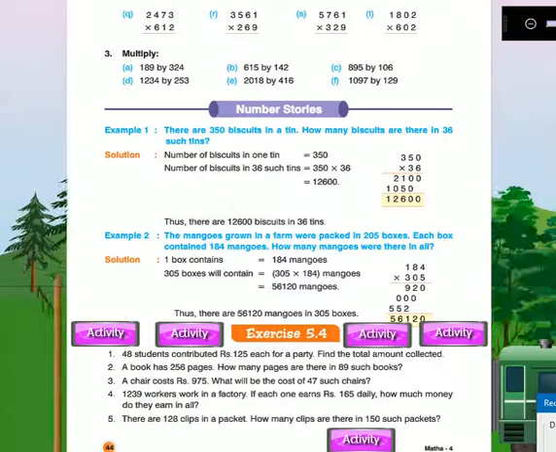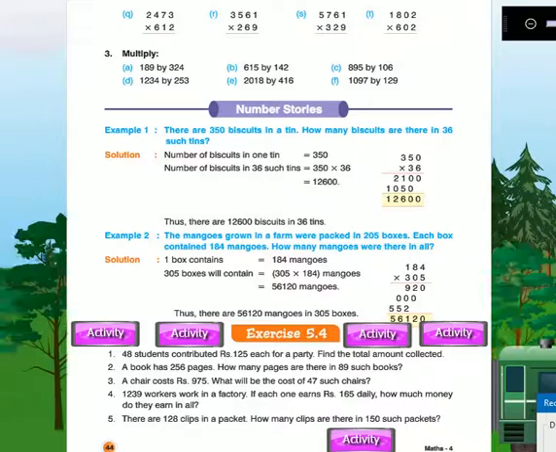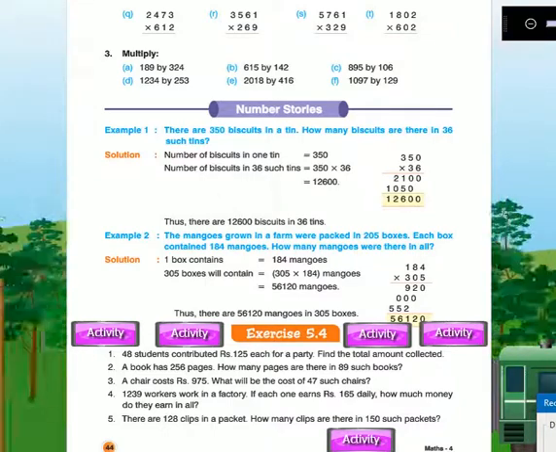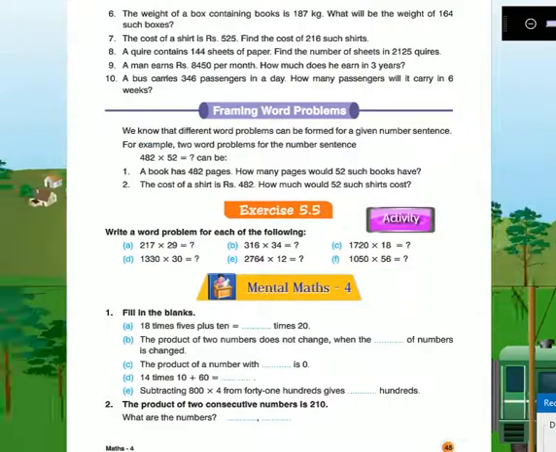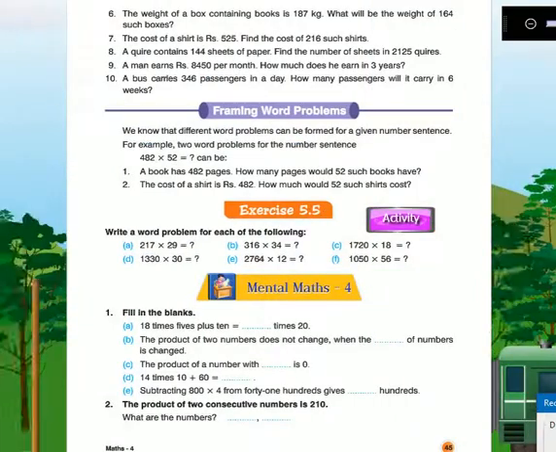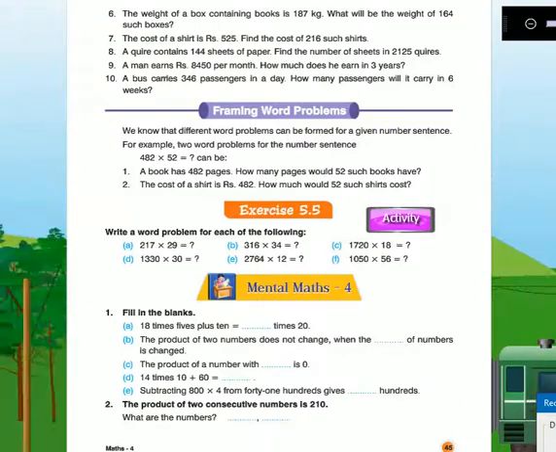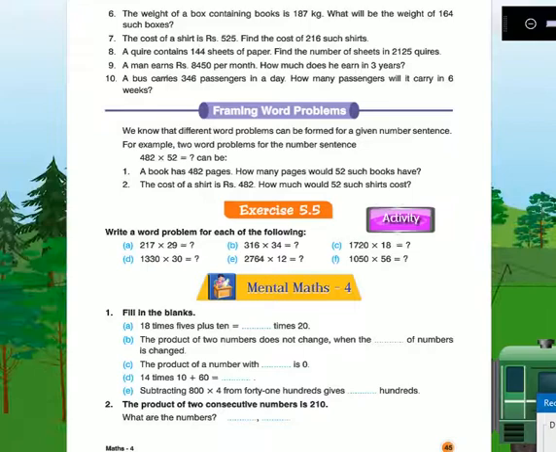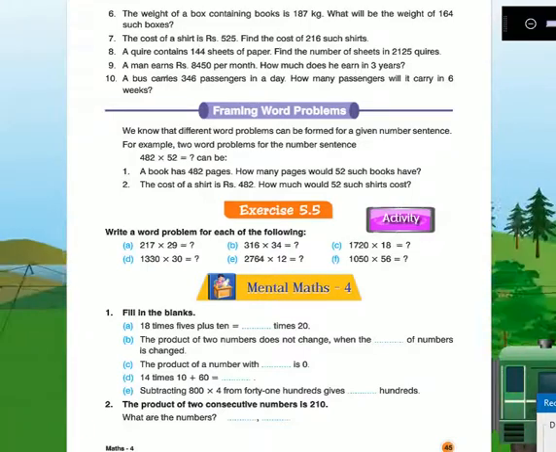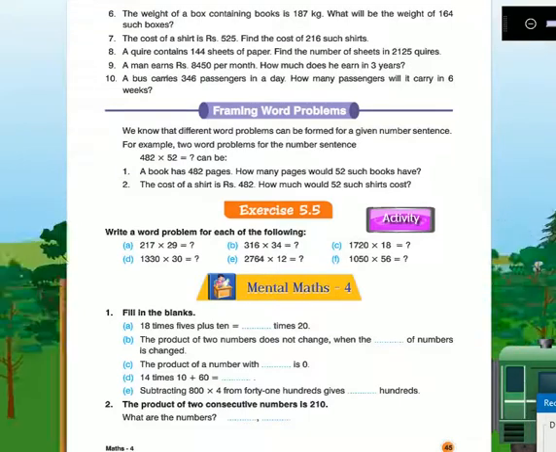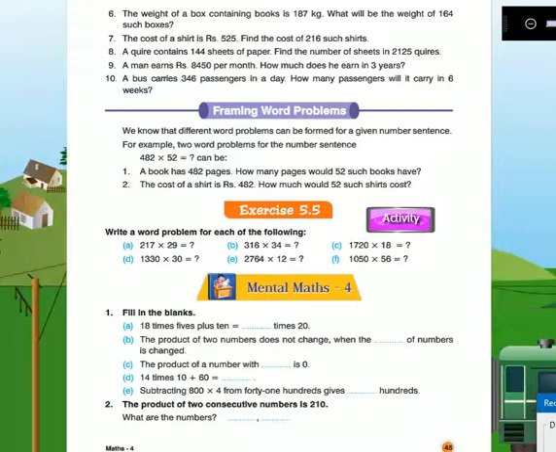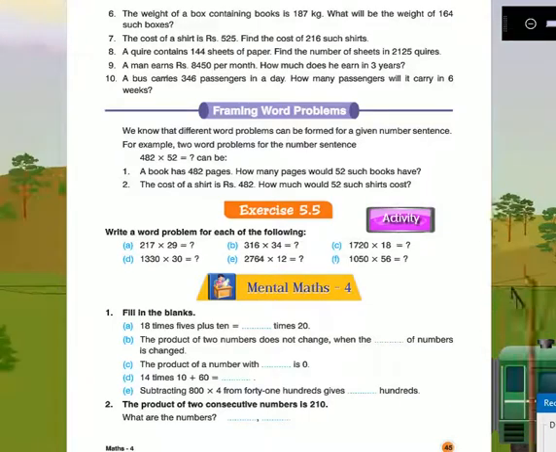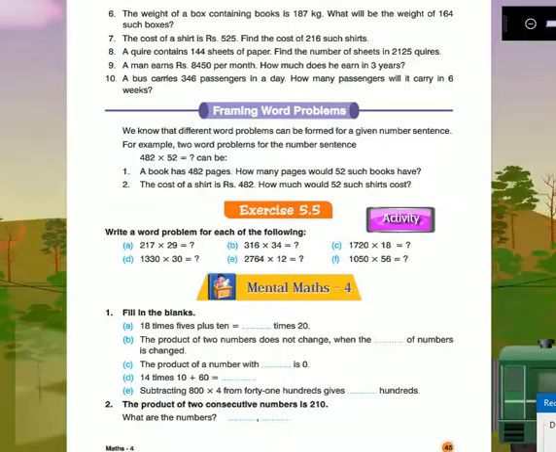Number stories. Hey children, here are a few examples for you to learn and imbibe. These sums are as word problems. Look if you can follow. Framing word problems. We know that different word problems can be formed for a given number sentence. For example, two word problems for the number sentence 482 multiplied by 52 can be: a book has 482 pages. How many pages would 52 such books have? The cost of a shirt is rupees 482. How much would 52 such shirts cost?